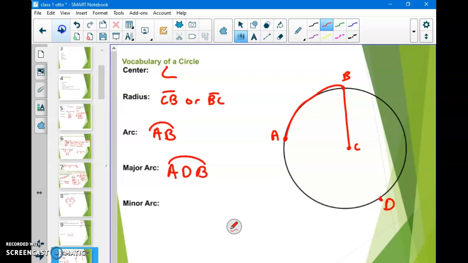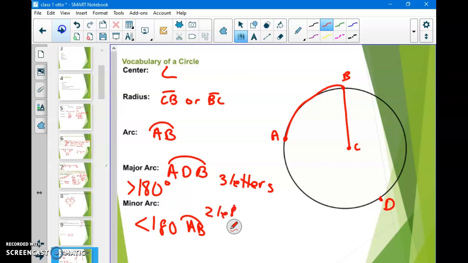If I put a label over here, maybe a D, we could call that a major arc, ADB. And the definition of a major arc is something greater than 180 degrees. And a minor arc would be less than 180 degrees. We could use that AB as an example of a minor arc. Notice that major arcs have 3 letters in the name, and minor arcs have 2 letters in their name.